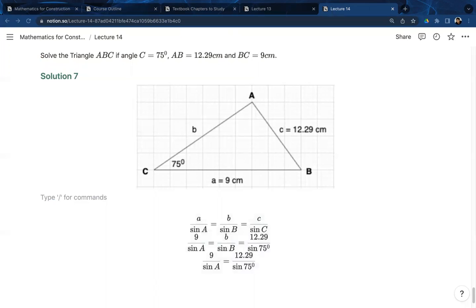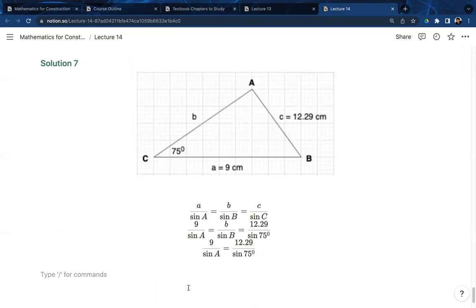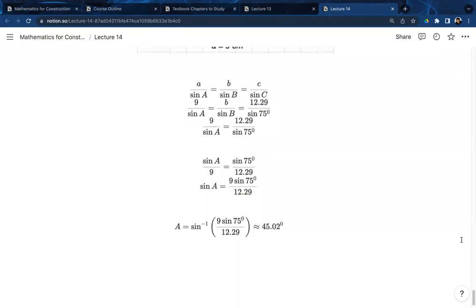Okay. We could simplify that here. These are different formulas, to give some space. So I invert this last line here. So 9 over sine A, if I invert that, I get sine A over 9. And 12.29 over sine 75, I invert that, I get sine 75 over 12.29. I did that to make changing the subject of the formula easy. So I cross multiply by 9, sine A is 9 sine 75 over 12.29.